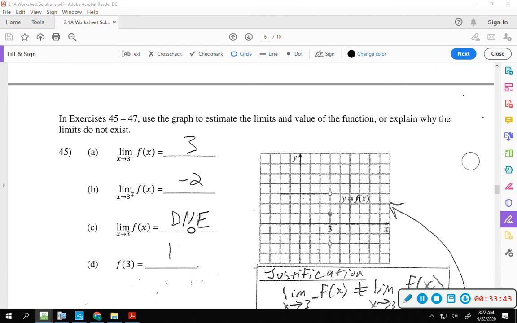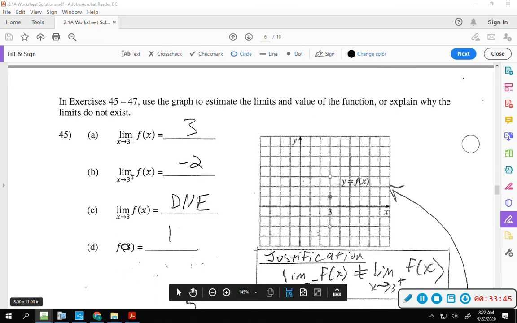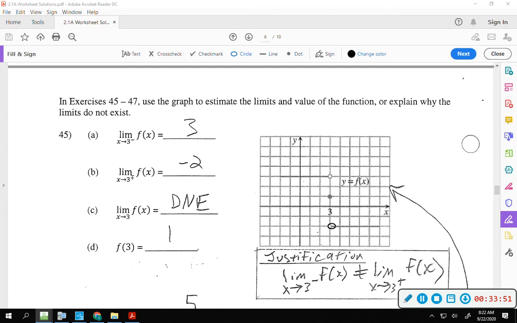It also asks, what is f at 3? F at 3 is 1. But this is still a jump discontinuity. It's not a removable. A removable discontinuity is when you approach the same value from the left and the right, yet there's a hole there. So think of a hole. Okay? This is still a jump discontinuity. But f at 3 is defined to be 1.